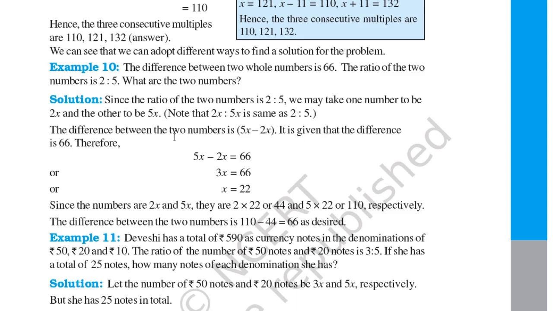So simply we will put it in as an equation. 5x minus 2x is equal to 66. It will become 3x is equal to 66. x is equal to 22 when we divide it by 3. Since the numbers are 2x and 5x, we will simply put the value of x here. So 2 into 22 is 44, and 5 into 22 is 110 respectively. The difference between the two numbers is 110 minus 44, which is equal to 66, as desired. So the answer is correct.